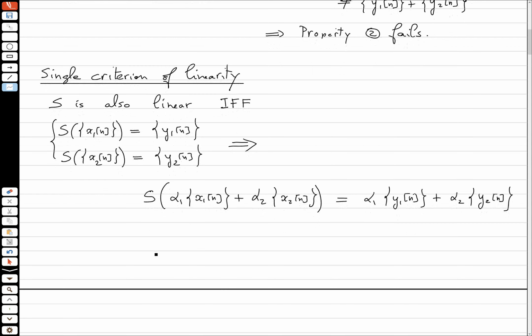Okay. Now this presentation of a linear system may look familiar to you. If that was the case, then I would have never taught property 1. Do you agree? If property 2 implies property 1, then what's the point to teach property 1?